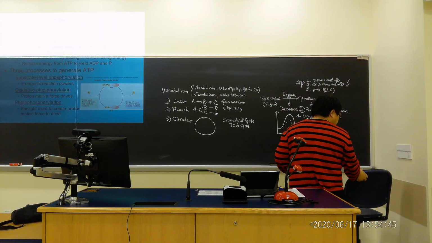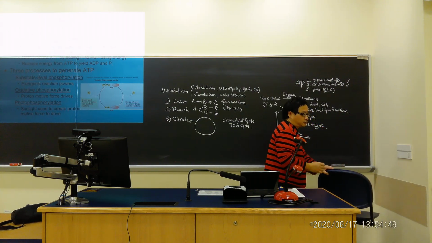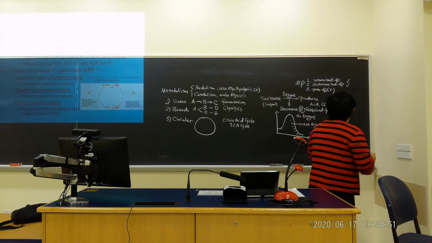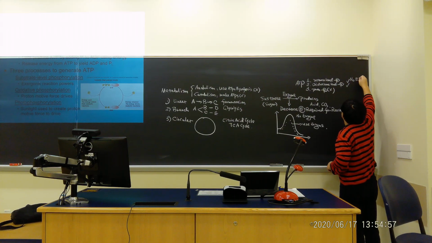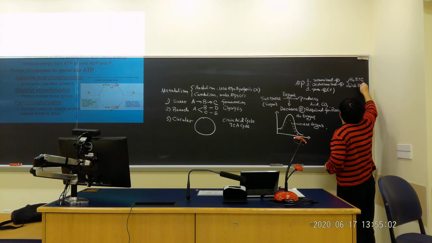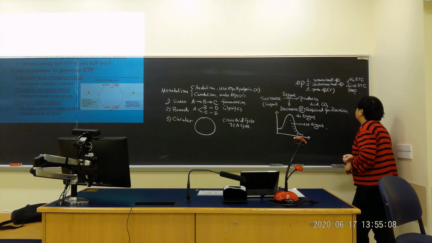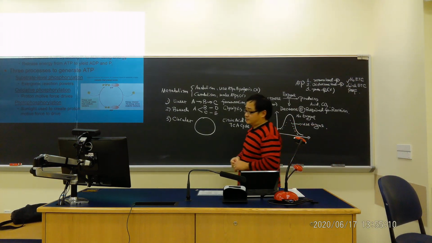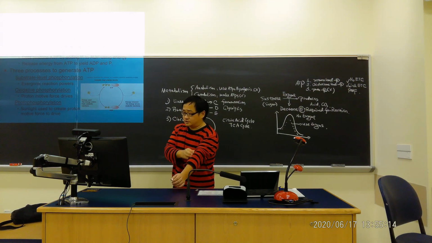Now, what's the difference between them? To say it very simply, substrate level phosphorylation is not involved in the electron transport chain, while oxidative phosphorylation is with the electron transport chain and generates the proton motive force, PMF. So this is basically what happens, and we will give you some examples.